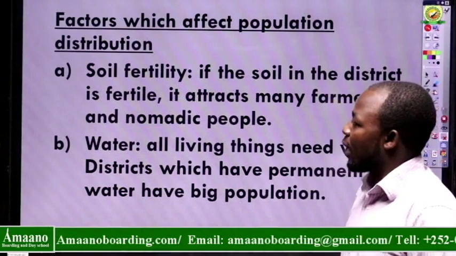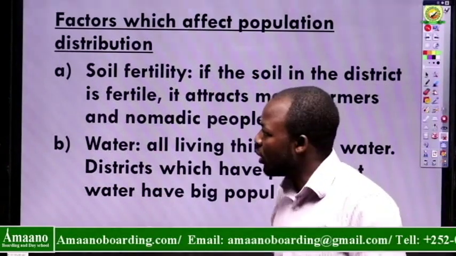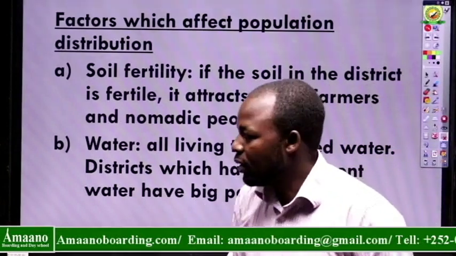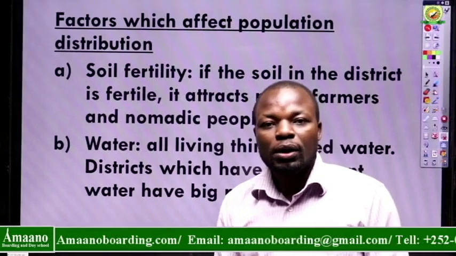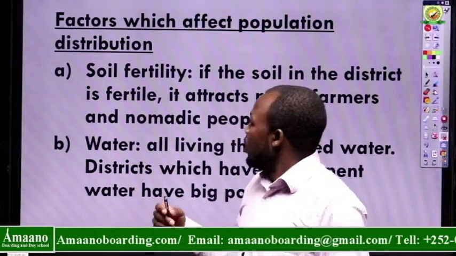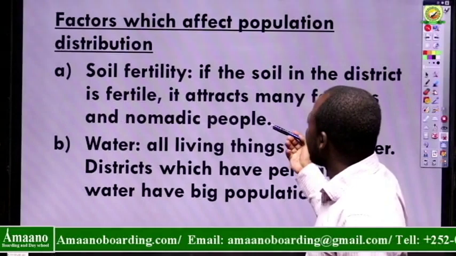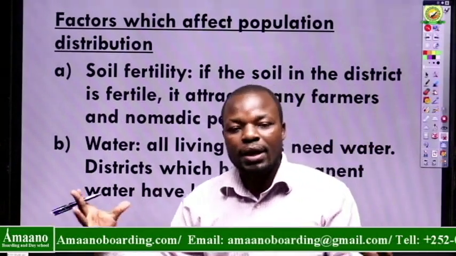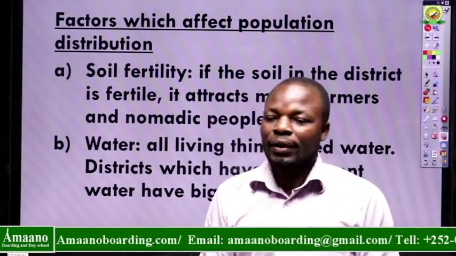Now here, like I've told you, factors which affect population distribution. The first one, soil fertility. And what is soil fertility? When the soil is fertile, people can do farming, they can grow crops. Now, if the soil is fertile in the district, it attracts many farmers and nomadic people. That means many people will come and live in that place so that they can do farming.